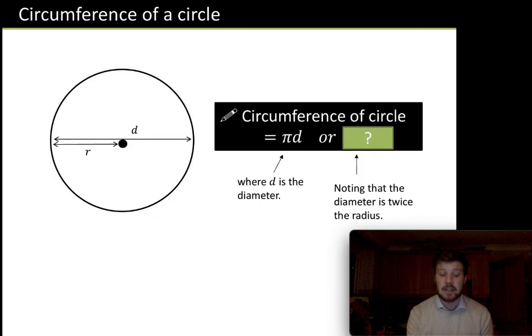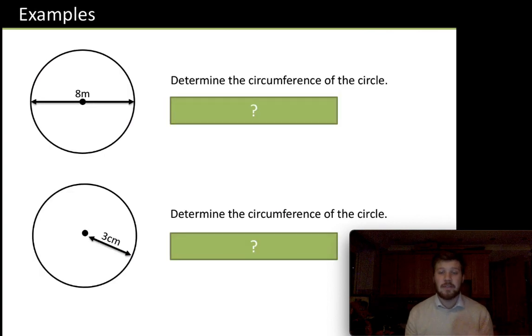So the first bit I'd like you to write in your books: circumference is pi times diameter, or because we know the diameter is twice the radius, we sometimes use 2 pi r. Now, just write this in your book, pause it and play when you're ready to move on. So, these are just 2 examples. Now these are really straightforward, but we will get into trickier questions.